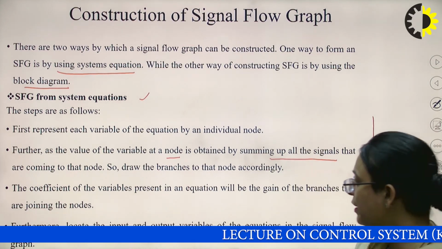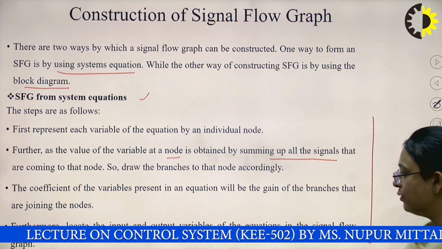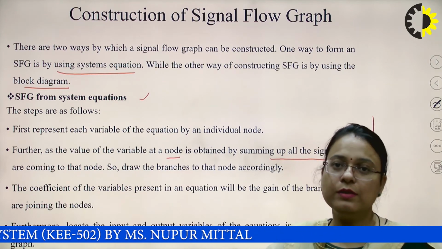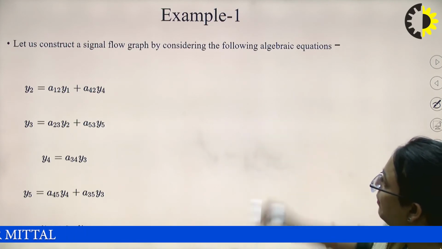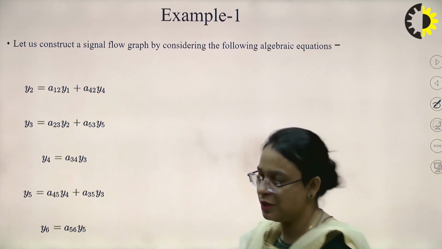And the last one is, locate the input and output variables of the equation separately to draw the signal flow graph. So this is the example we are having. We have to construct an SFG from these equations.